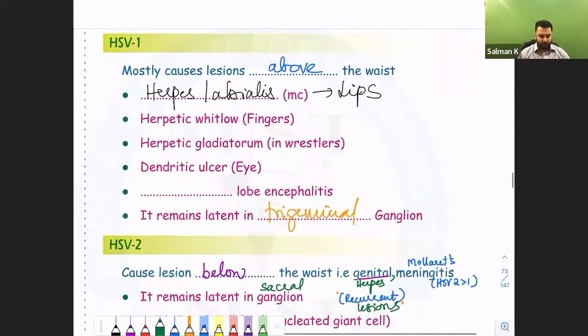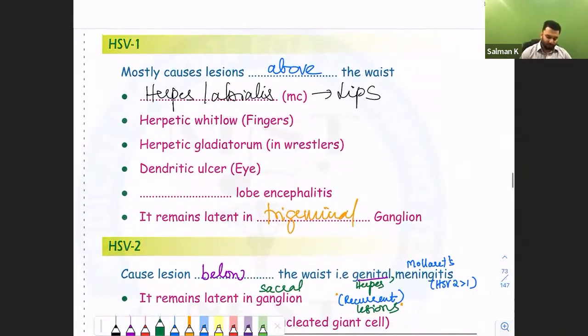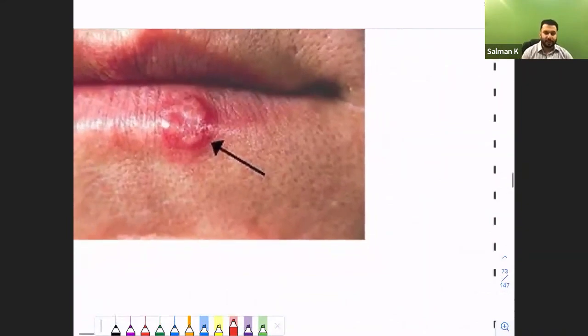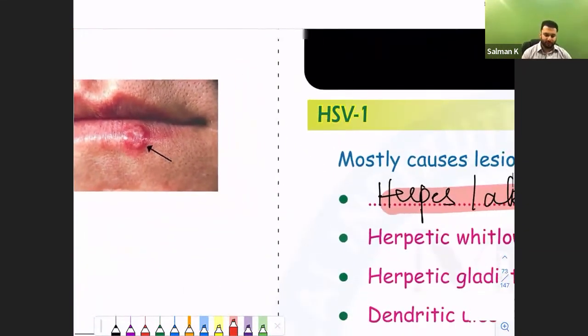Now, please know HSV1 and 2. HSV1 causes lesions above the waist. Number 1 is on top, that's the hint. HSV2 causes lesions below the waist. Now, if you have understood this much, please see the point. Herpes labialis is the most common infection caused by HSV1. It is seen on the lips in the form of this ulceration. This is an HSV1 lesion.